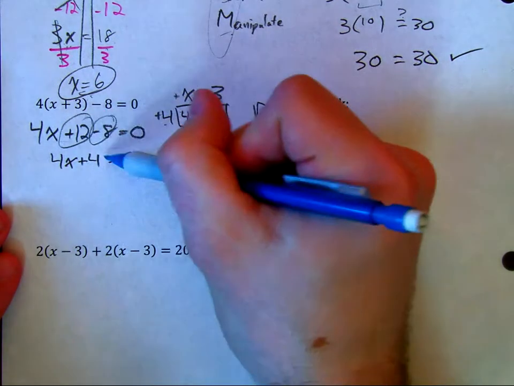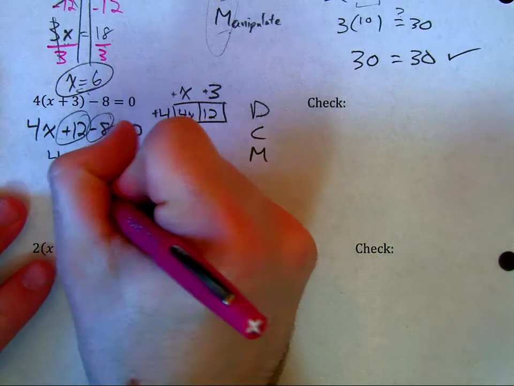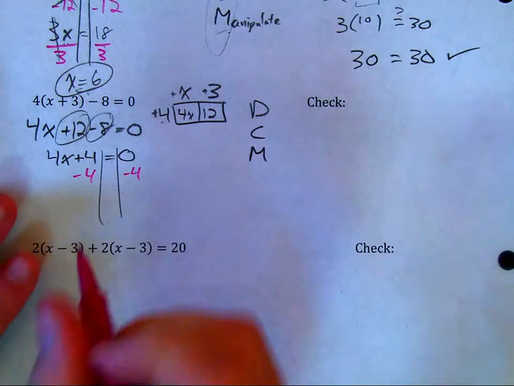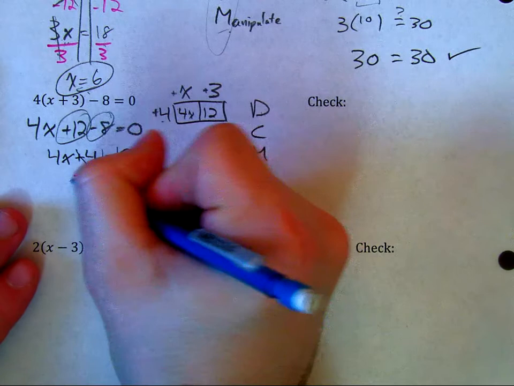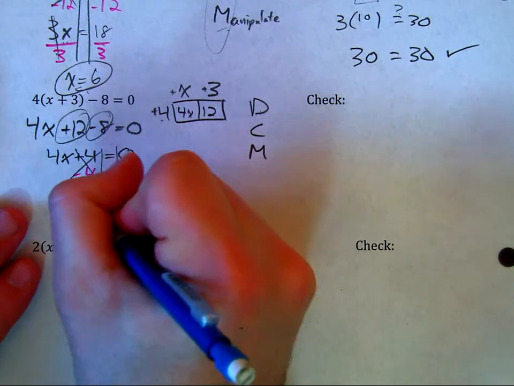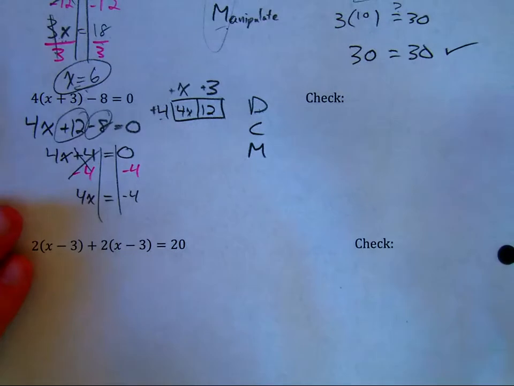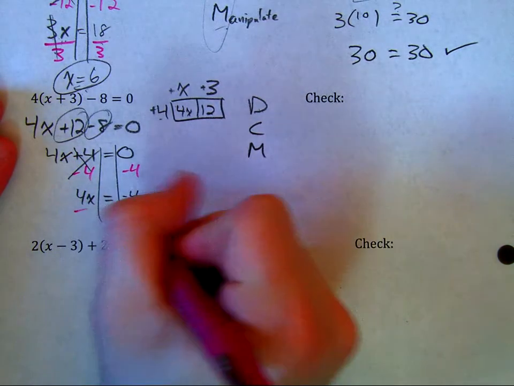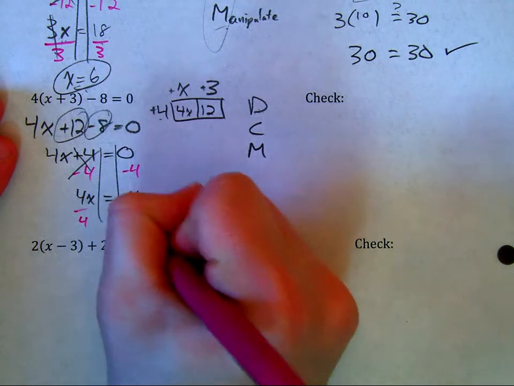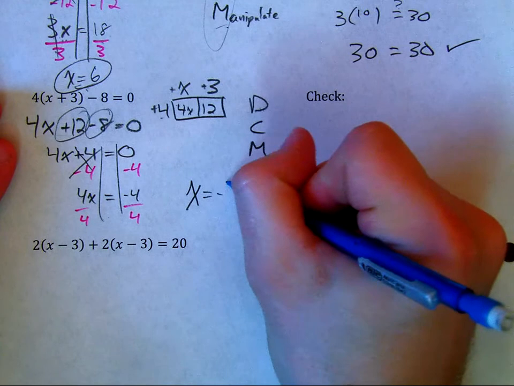Draw your railroad tracks, training wheels, whatever you may call it. Again, I'm going to use my inverse operation. So I subtract 4 from both sides. This cancels out. On the left, we have 4x. On the right, we have a negative 4. Always divide by that coefficient. So we divide by 4 to both sides. And you should end up with x equals a negative 1.